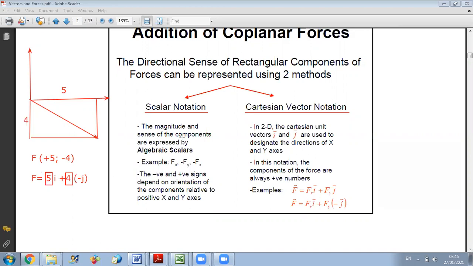On the other hand, for the scalar notation, the sign is given directly to the component, while in the vector notation, the sign is given to the vector. That's it.